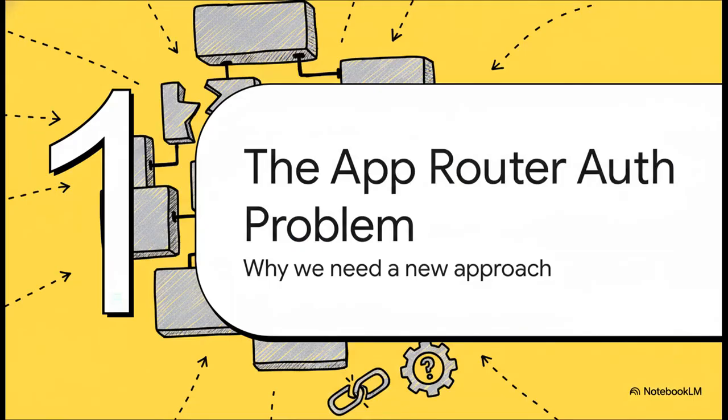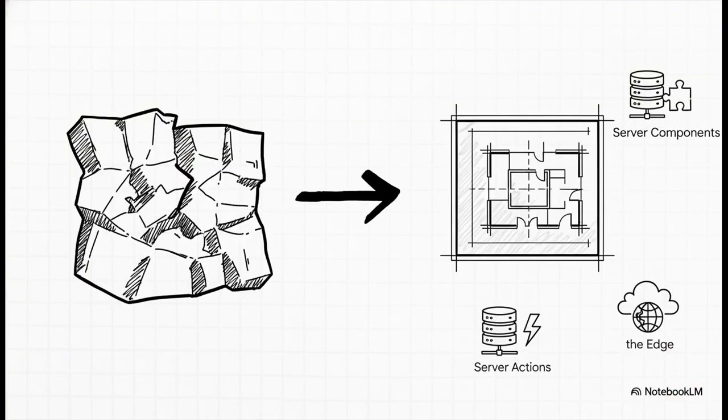So, first things first, let's really unpack that problem. Why did authentication suddenly get so tricky? The bottom line is that the app router completely flipped the script on where and how our code runs, and that created a huge mess for most traditional auth libraries. Yeah, the heart of the issue is that older auth solutions just weren't built for a reality filled with server components and the edge. It needed a total rethink.